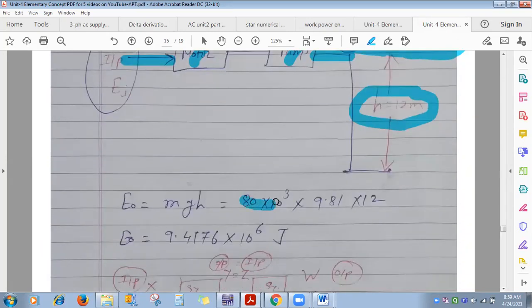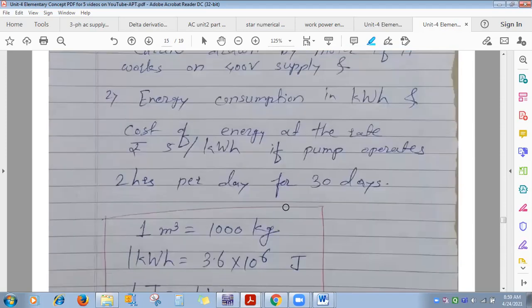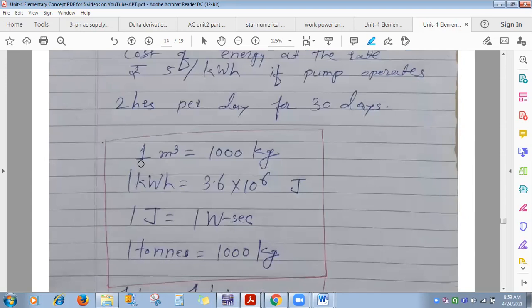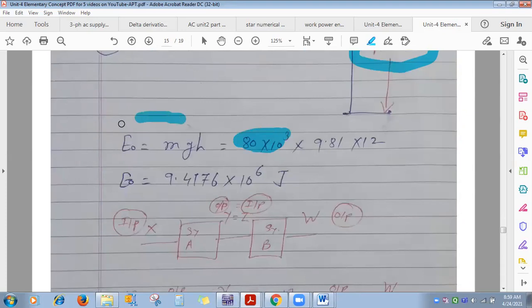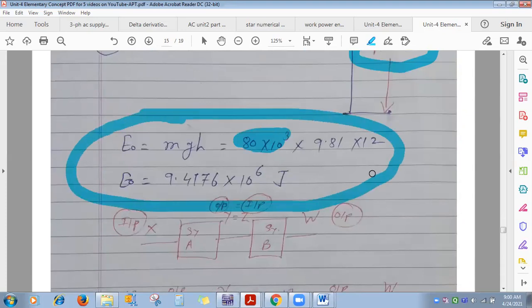Now here mass compulsorily you have to use in kg, but it is given to you in meter cube. So 1 meter cube is 1000 kg. Using this, you can convert mass into kg. So you will get output in joule.